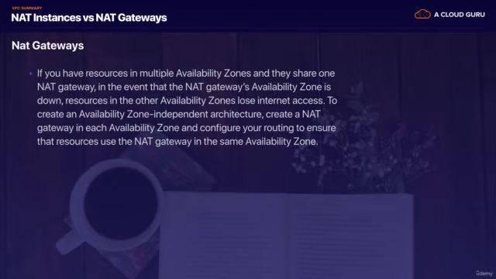Also remember that if you have resources in multiple availability zones and they share the one NAT gateway, in the event that that NAT gateway's availability zone goes down, resources in the other availability zones are going to lose internet access. So just by having a single NAT gateway, you do not have high availability. To create an availability zone independent architecture, you have to create a NAT gateway in each availability zone and configure your routing to ensure that resources use the NAT gateway in the same availability zone in which they are.